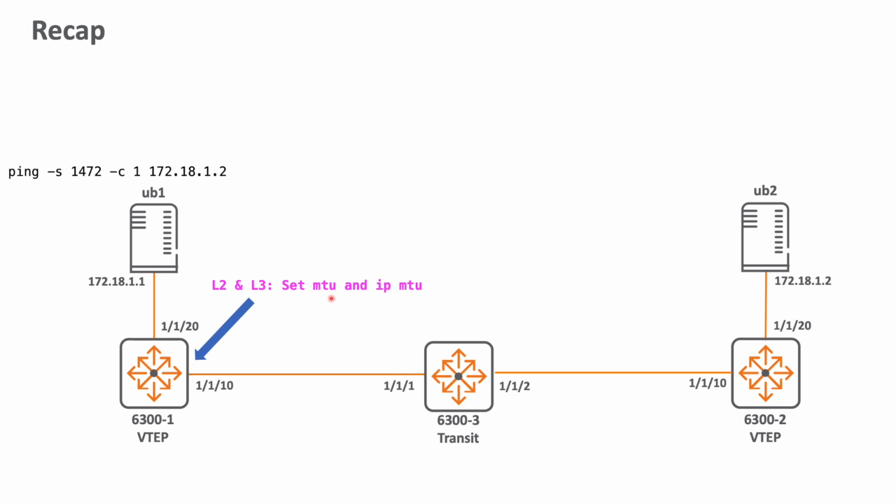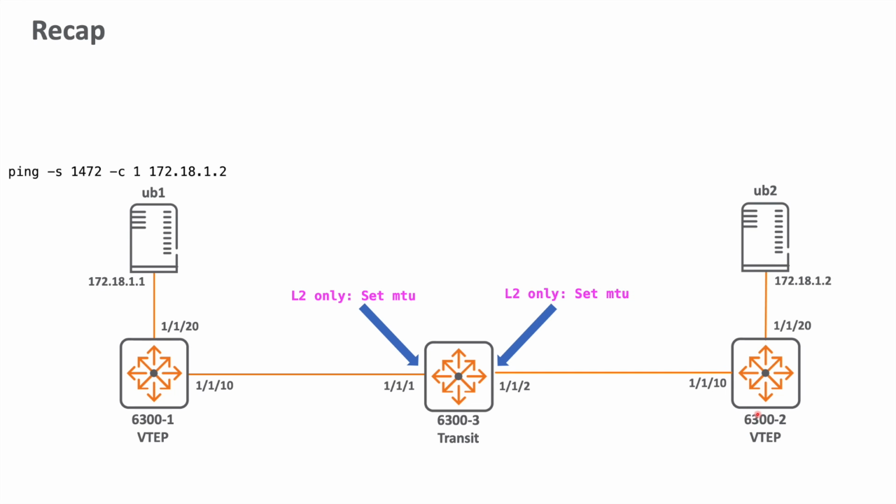You can't get these mixed up on the interfaces. You can only configure the MTU command under a layer 2 non-routing interface, and you can only configure IP MTU on a layer 3 interface. I also configured the same on the second VTemp, and for this transit switch, which is just acting at layer 2, I merely configured the MTU for the physical interfaces. If this was layer 3, then I would have to configure the MTU and the IP MTU.